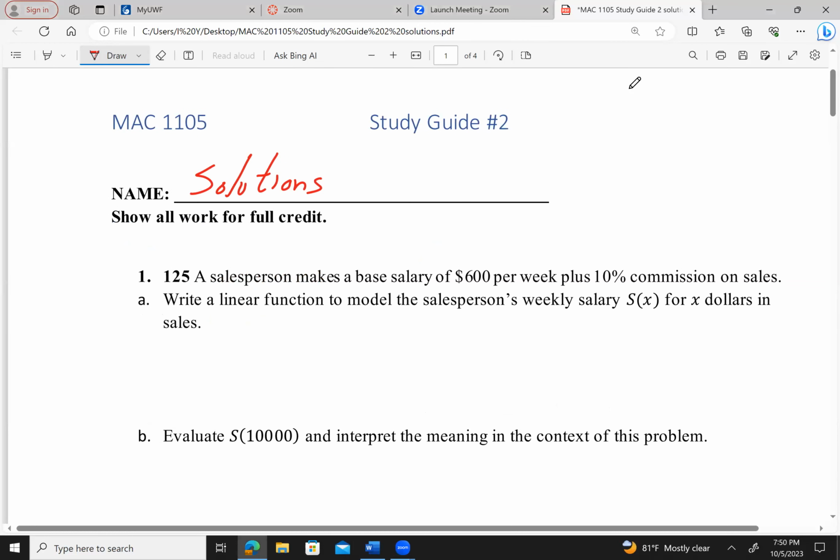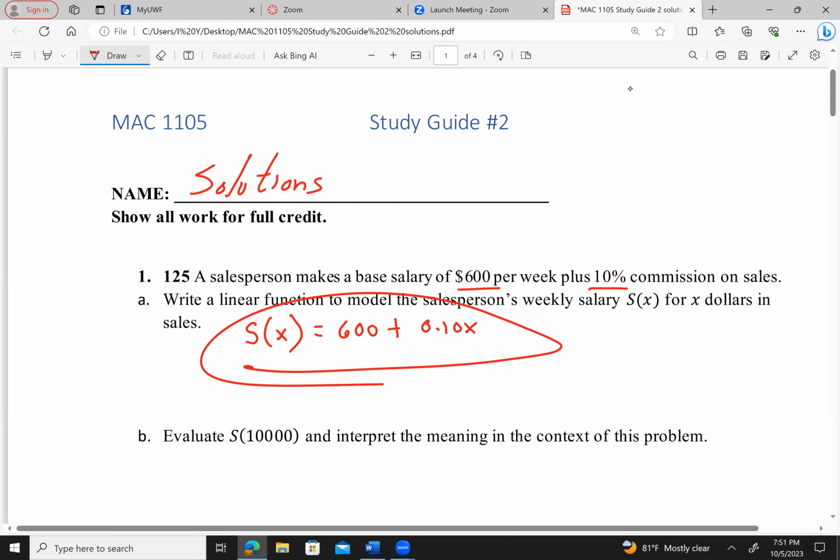Okay, so let's look at study guide number 2. A salesperson makes a base salary of $600 per week plus 10% sales commission on sales. Write a linear function to model the salesperson's weekly salary, S of X, for X dollars in sales. Okay, so S of X, the salary. Well, you get $600 a week plus 10% of your sales. That's simple.